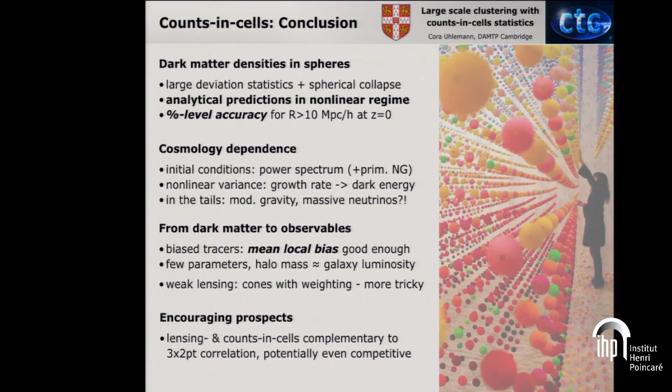In order to really use that in practice, of course we need to include lots of effects. One of them is galaxy bias, redshift space distortions, or we need to approach weak lensing observables. But I think it's quite encouraging because the prospect to really get competitive results to two-point correlation functions or just complementary ones is going to be great.